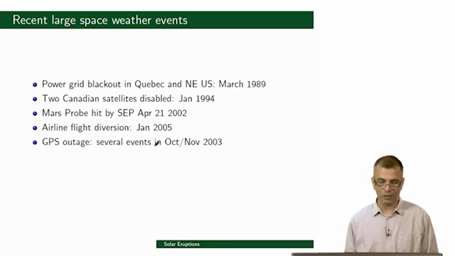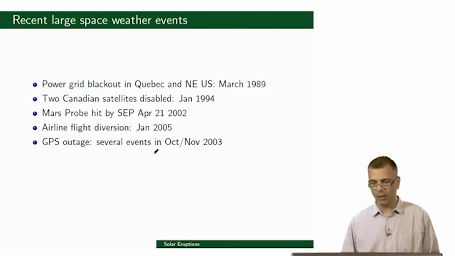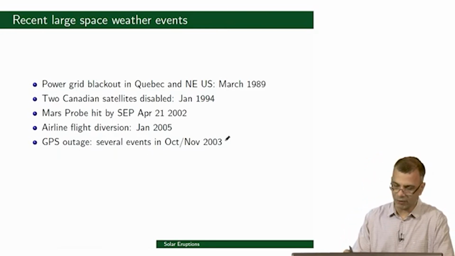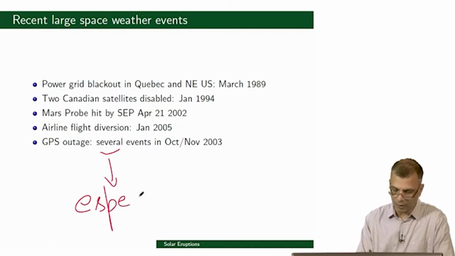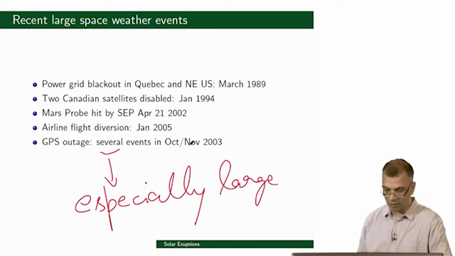That's what it is. And there were several outages of GPS, the global positioning system, due to a series of especially large events in October and November 2003.